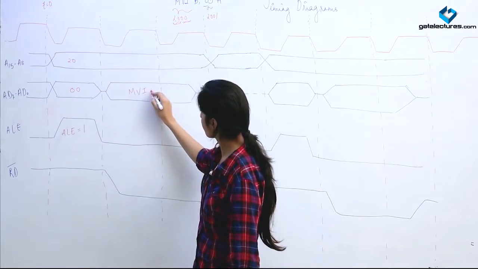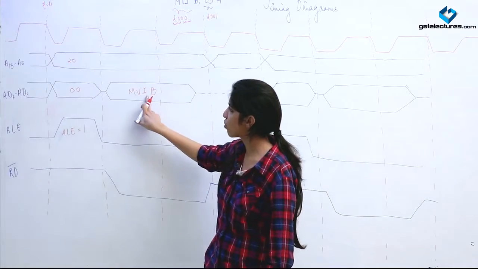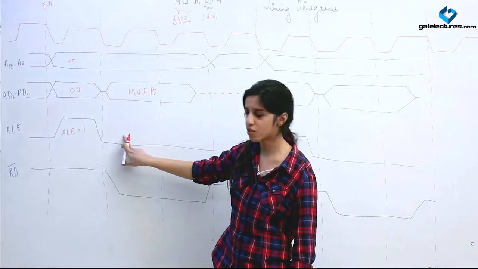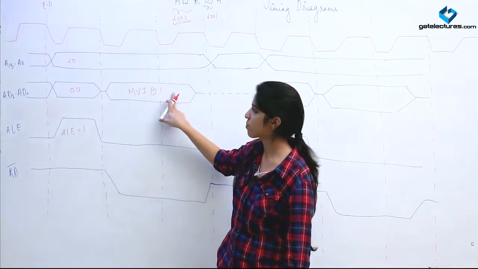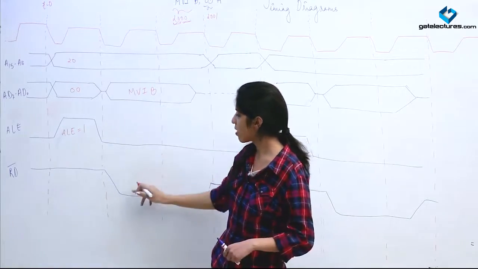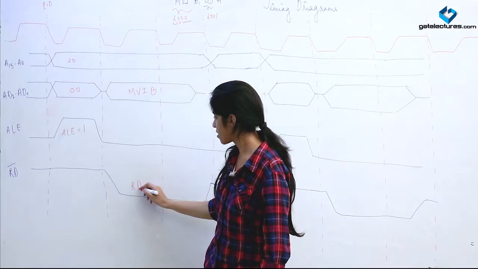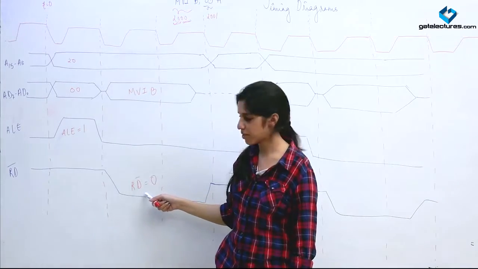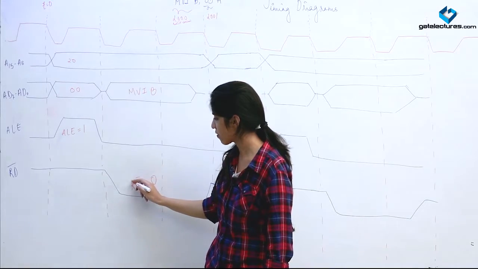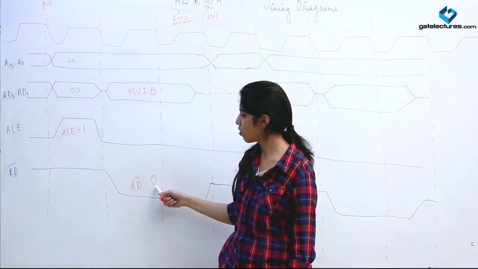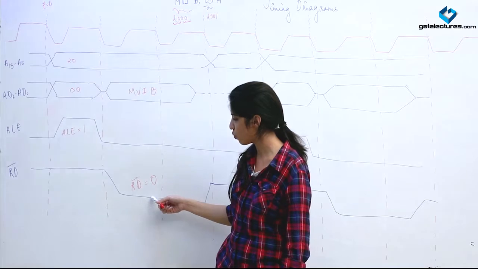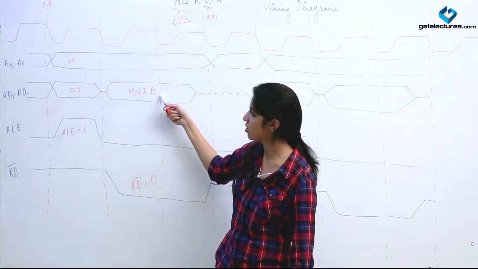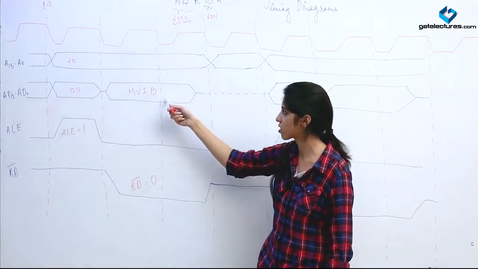So MVI B gets loaded on this data bus. Now this bus is behaving as a data bus, since ALE is 0, ALE is low. Now we make read bar 0. This has a bar, so when it is 0, that means this line is going to work. What does this mean? We are going to read this instruction. The processor has read this instruction.